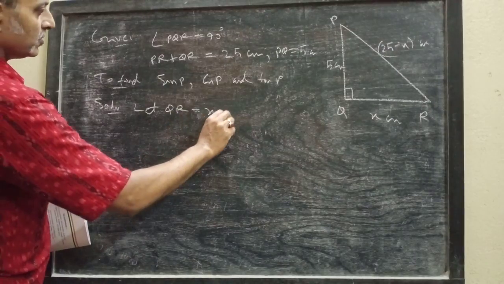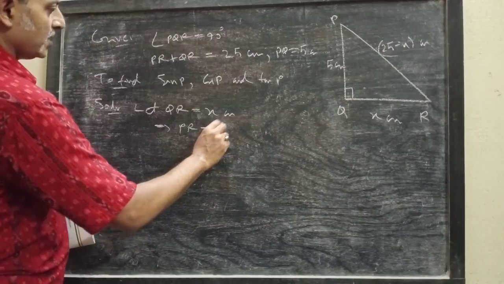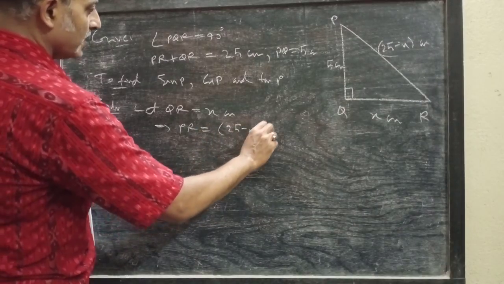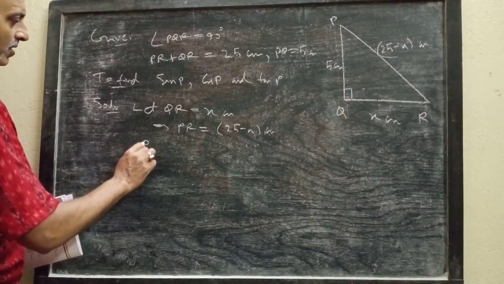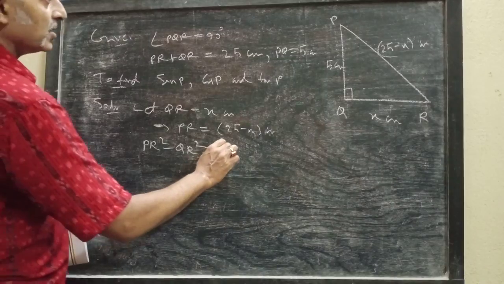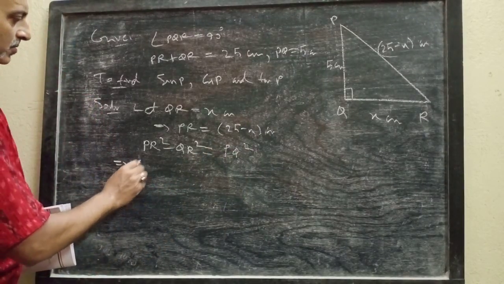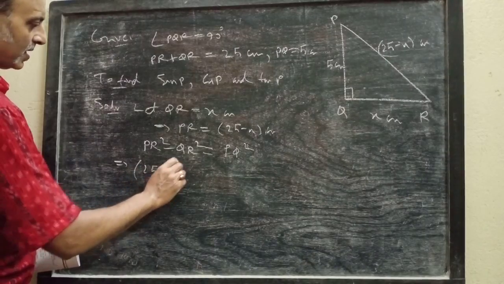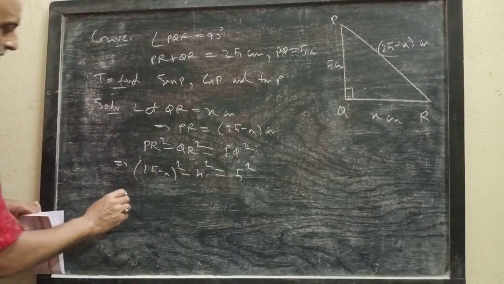Let QR equal x centimeter. That implies PR will be 25 minus x centimeter. Now as PQR is a right triangle, we have PR square minus QR square equals PQ square. PR square, that is (25 minus x) whole square, minus QR square, that is x square, equals 5 square.